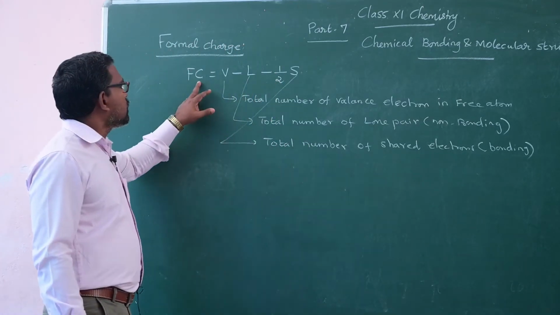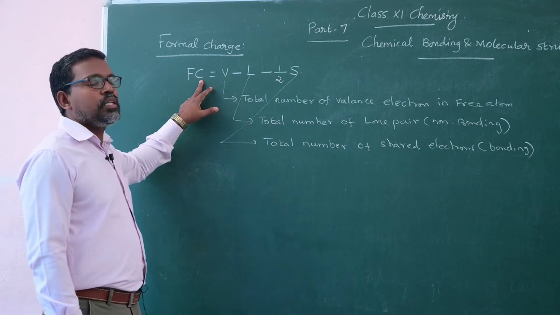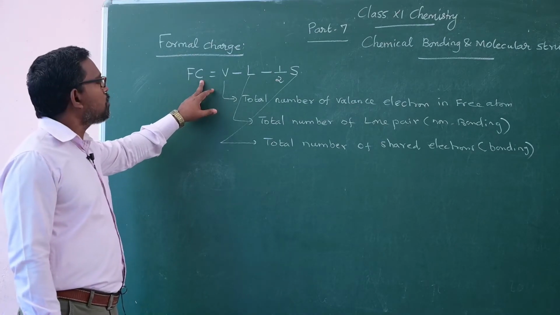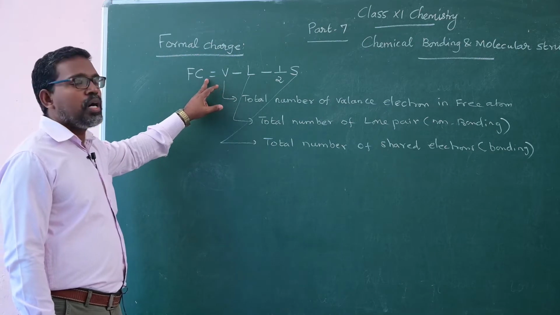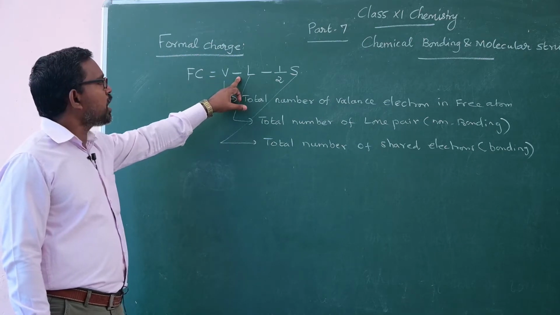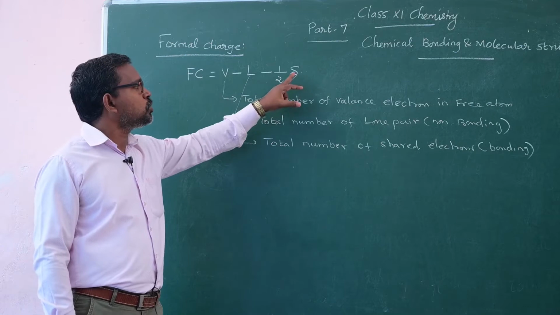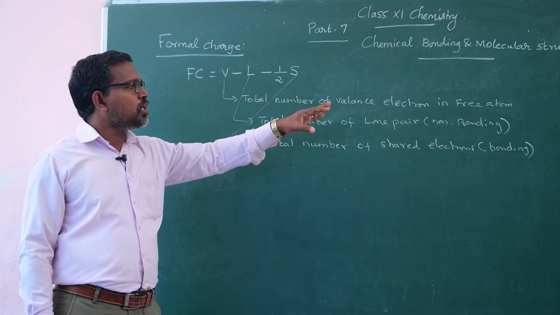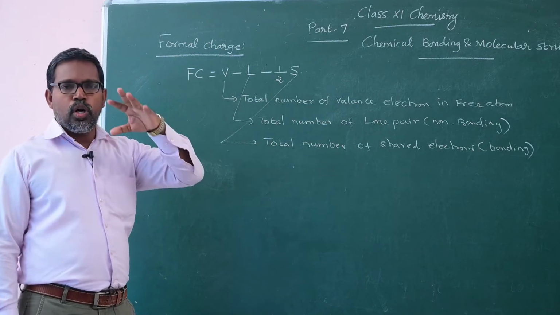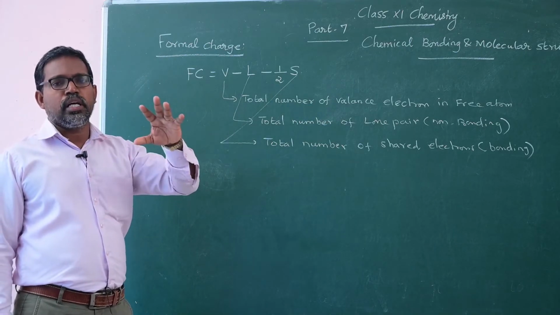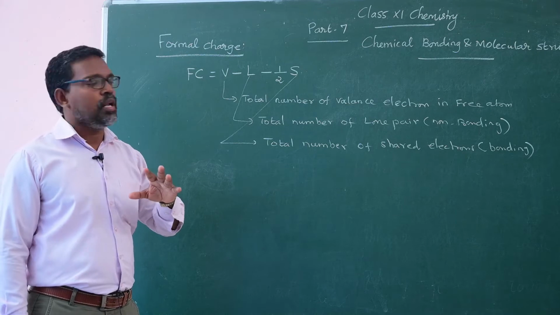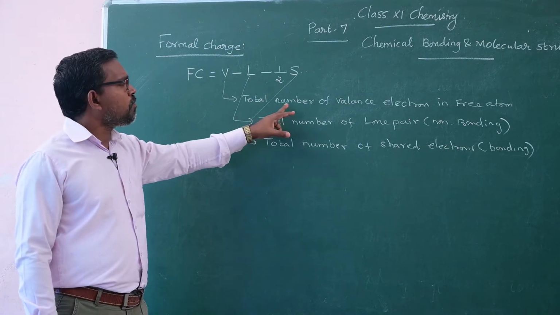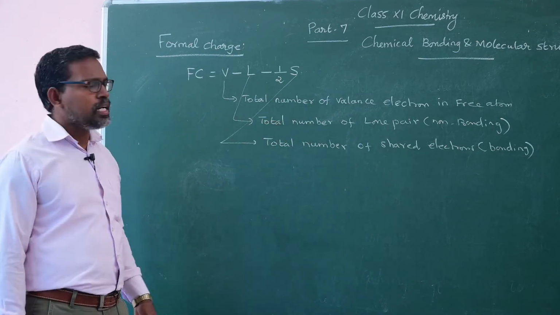The simple formula for calculating the formal charge is FC, the formal charge of a molecular ion, equals V minus L minus 1 by 2 into S. V is the total number of valence electrons in the free atom, that is, the number of valence electrons present in the concerned atom.